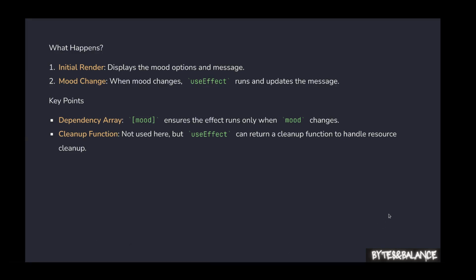Okay, before I move on to the quiz, I just want to point out two very key points. The key points are the dependency array, which was mood, which is very crucial because it ensures that the effect only runs when the mood changes. This is what makes the useEffect hook so efficient. It only triggers when it needs to. Although not used in this example, cleanup functions are another important aspect of useEffect. If your effect involves setting up subscriptions or timers, for instance, a cleanup function can be returned from useEffect to handle resource cleanup when the component unmounts or before the effect runs again.